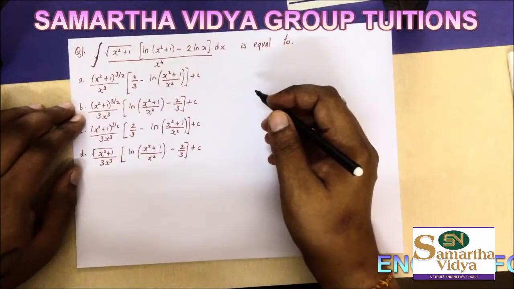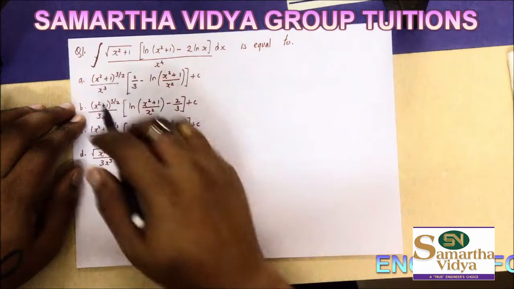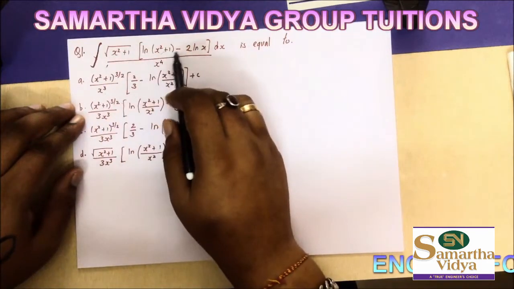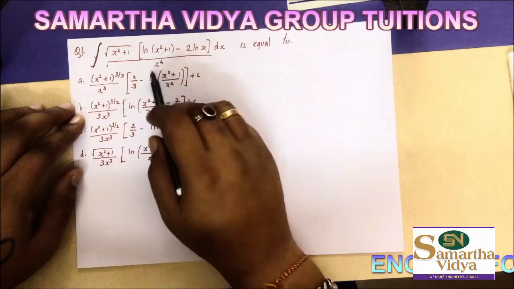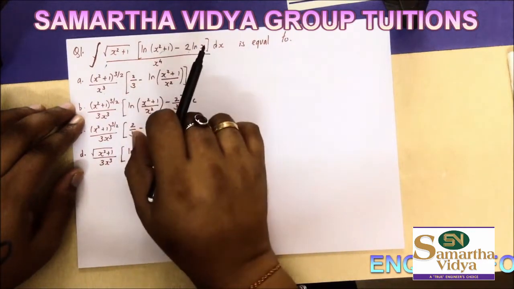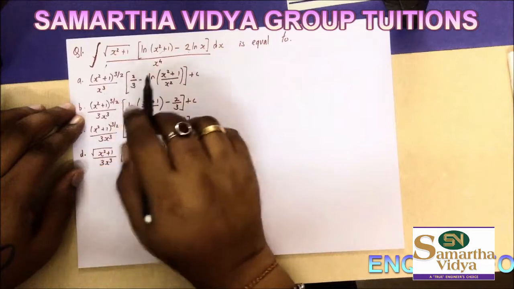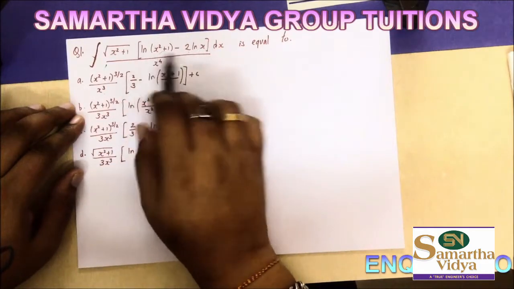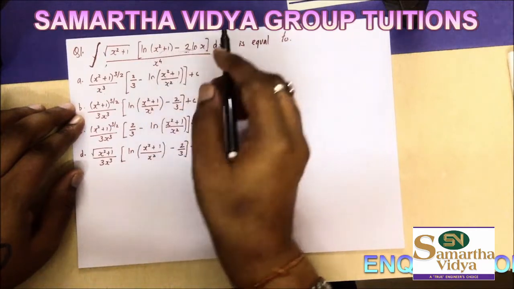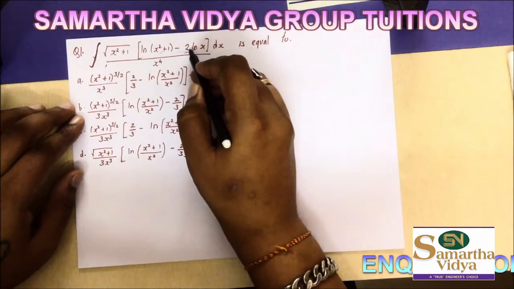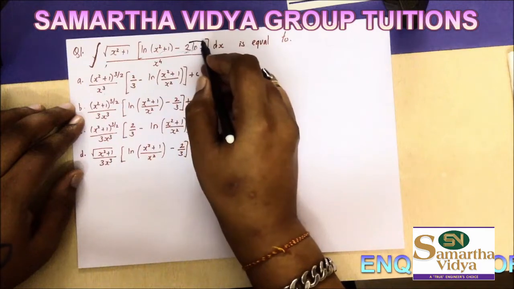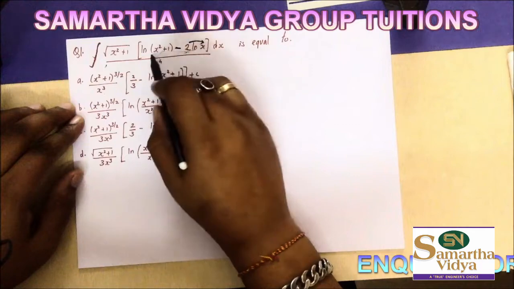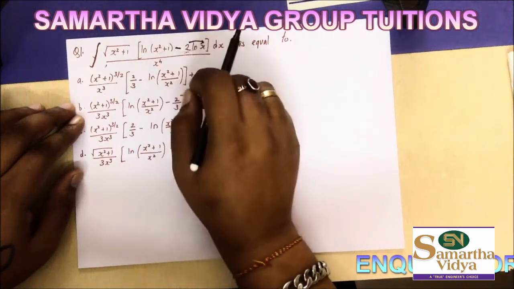Starting with the first question for this video, we have the integration of root of (x square plus 1) times (ln(x square plus 1) minus 2 ln x) upon x raised to 4. You can see that this integration is quite complicated. So whenever such an integration is given, you try to simplify the ln terms first. We can use the property of ln: when 2 is multiplied with ln x, the 2 goes into the power, and we have a minus sign between the two ln terms, which means it's like division.